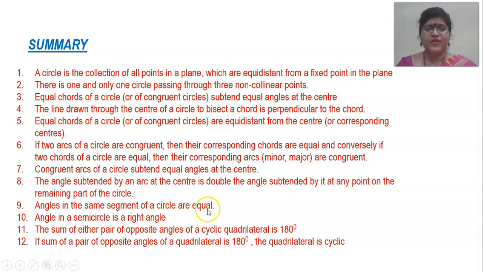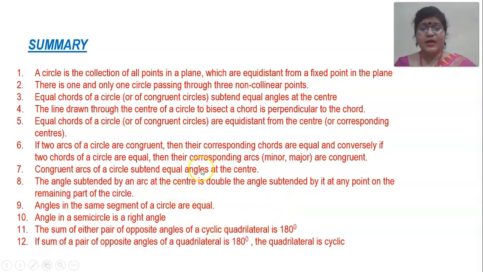Angles in the same segment of a circle are equal. We just saw that now. An angle in a semicircle is a right angle. This is also an important property of a cyclic quadrilateral, that if the quadrilateral is cyclic, then both the pairs of opposite angles will be 180 degree. And if any one pair of opposite angle is supplementary, then the quadrilateral becomes a cyclic quadrilateral.